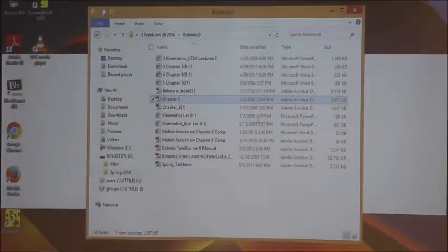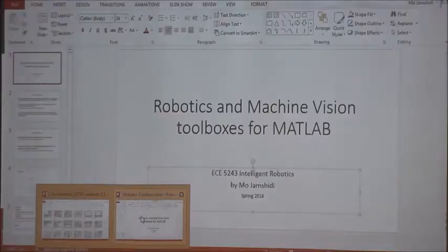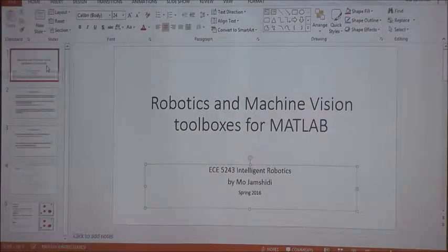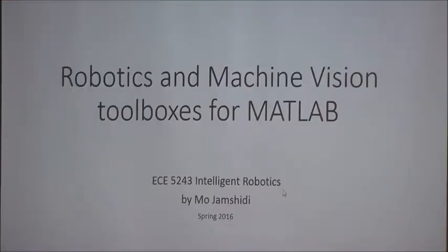Chapter 3 of Corke. Now I want to actually show you something that Berat created: the Machine Vision Toolbox for MATLAB. I remember we had an issue with the machine vision part last year. I presume it's okay now.